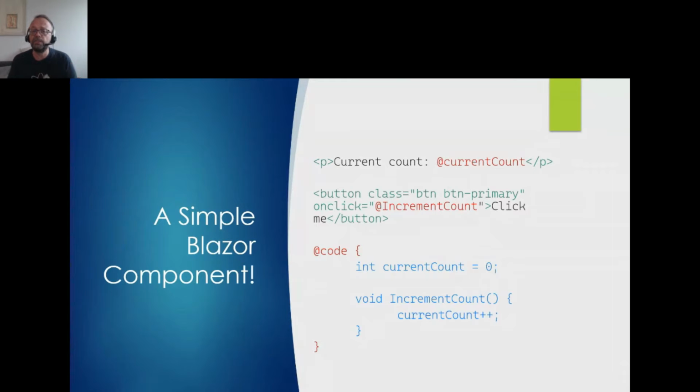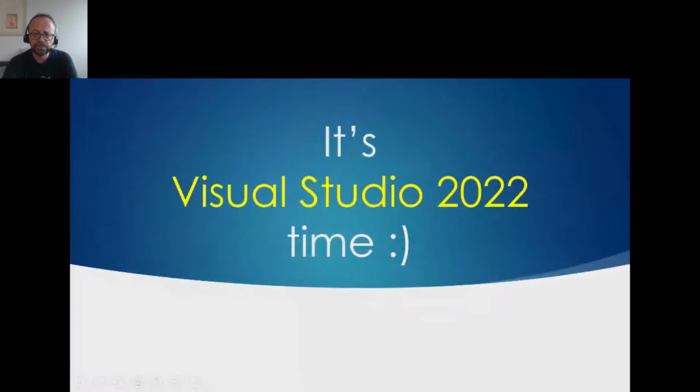This is, for example, a component. This is from the Microsoft sample that comes when you start a new Blazor application. Very simple thing. You just click a button, the button that you see here, and this method runs. The counter increases, and you can see how it increases live here without any refresh or anything. So, as I promised, not too many slides.